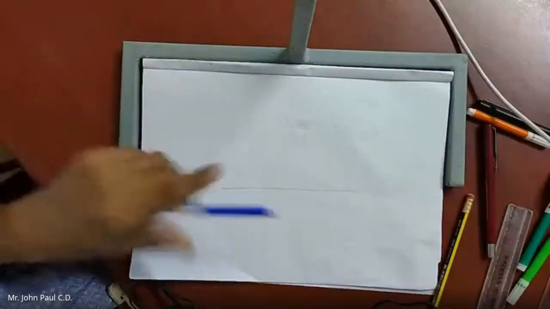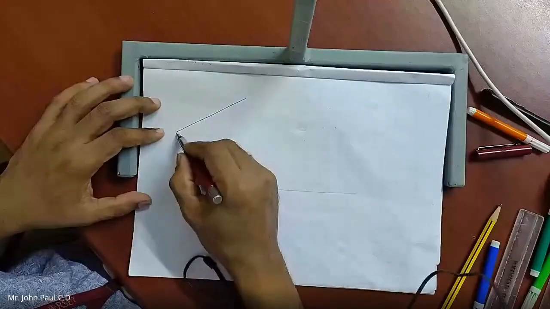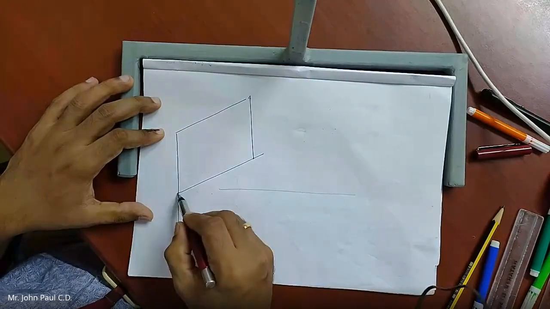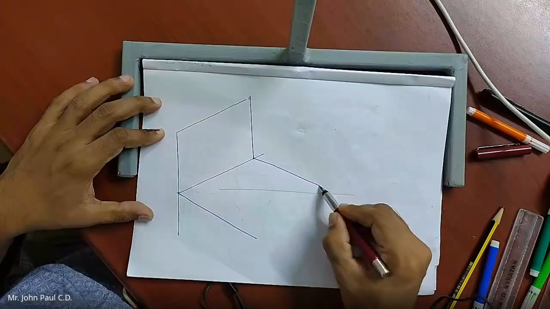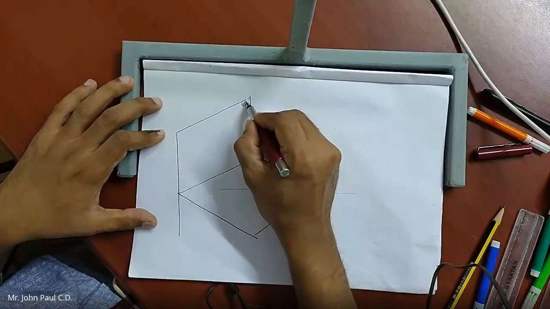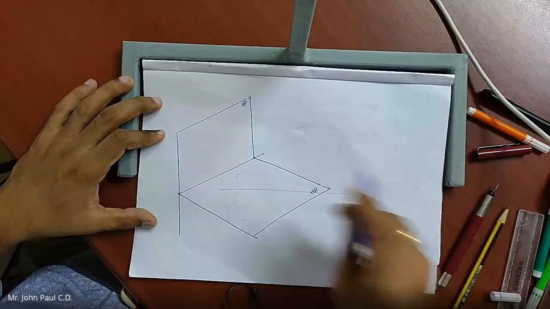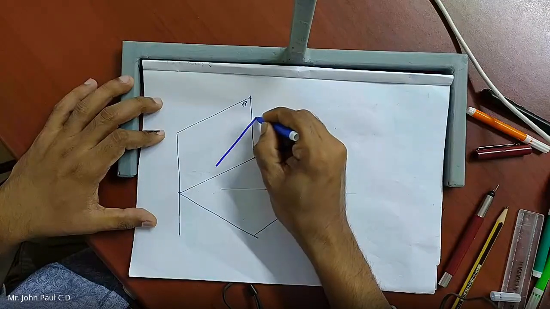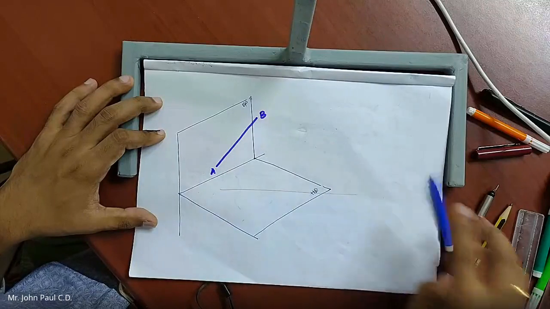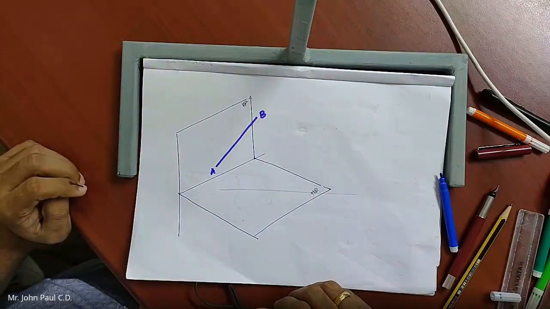Like we had the vertical plane as well as the horizontal plane. In this case, we have drawn a line which is inclined to the horizontal plane. So this was B and this was A, but it was parallel to VP. Okay, it was parallel to VP.